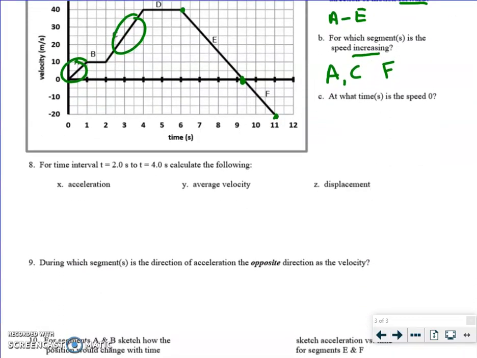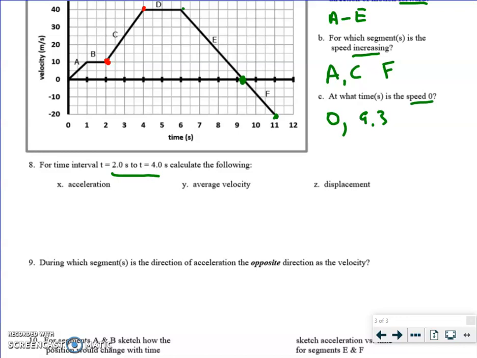At what time is the speed 0? When it crosses the x-axis here, and at time 0. So 0 and around 9 point something. Okay, now I ask you from 2 to 4 to find the acceleration, average velocity, and then calculate the displacement. Okay, so let's block off that 2 to 4. So 2 to 4 is from here to here.